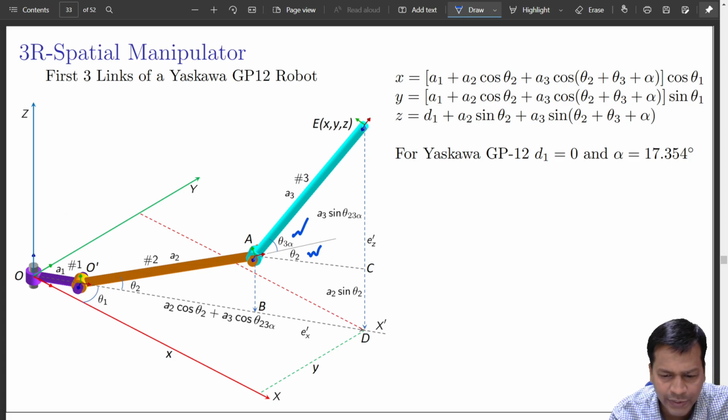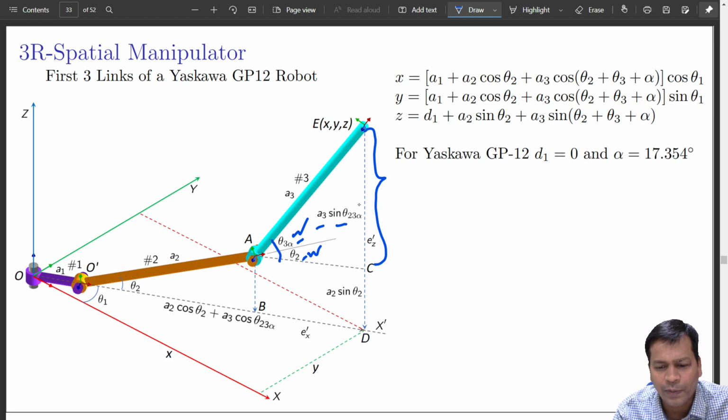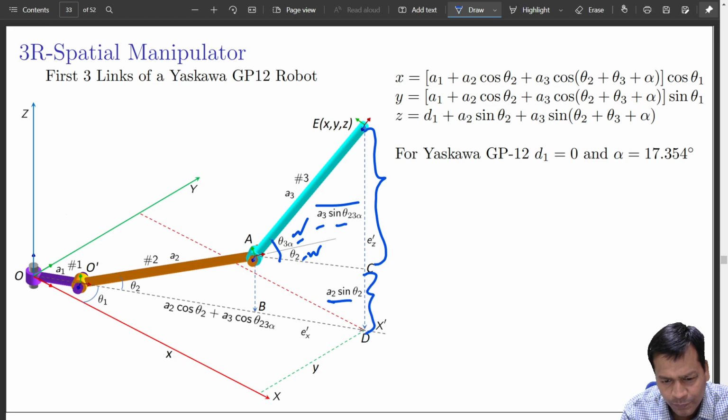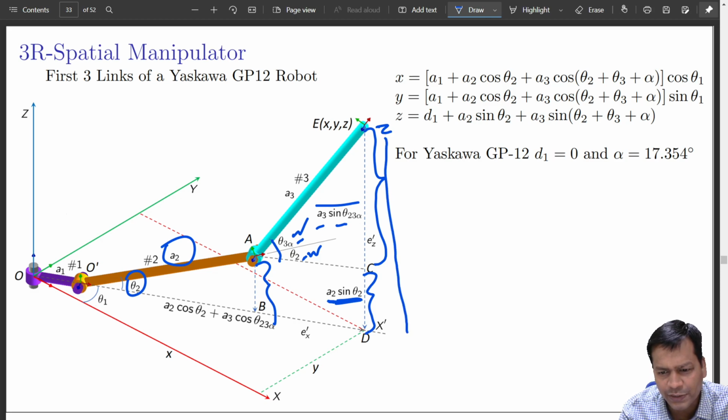Let me just verify that. How much is this vertical distance from here to here? That is A3 sine of theta 2 plus theta 3 alpha. If this is theta 3 alpha and this is theta 2, it will be equal to the sum of all these, so theta 2 plus theta 3 plus alpha. So this is correct. Now, how much is this distance? This is simply A2 sine theta 2. So these two are done. Effectively, how much is the whole from here to here? That is equal to Z.